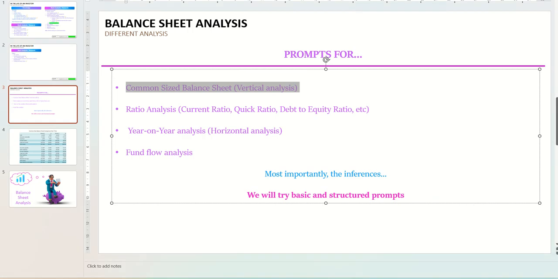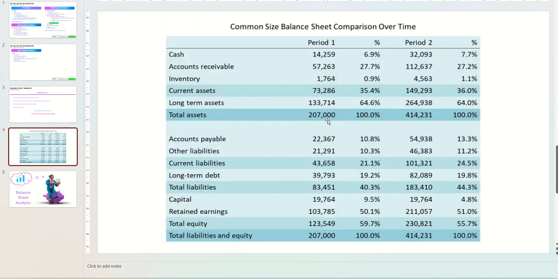This is also called vertical analysis, where the total assets goes to the denominator and every other component of the balance sheet goes to the numerator, and we arrive at percentages such that these percentages sum up to total assets or total liabilities. It doesn't matter whether I use the term total assets or liabilities because both of them match in the balance sheet. So now we move to the prompting part.